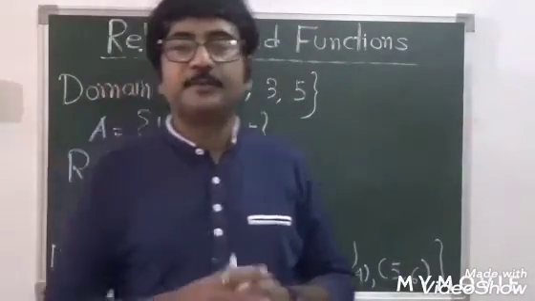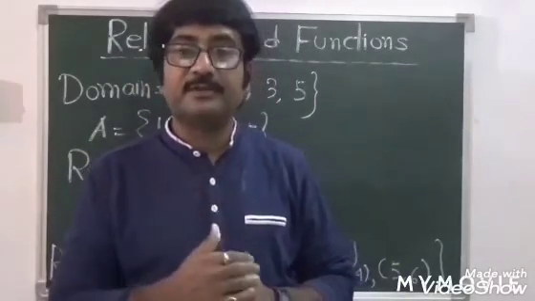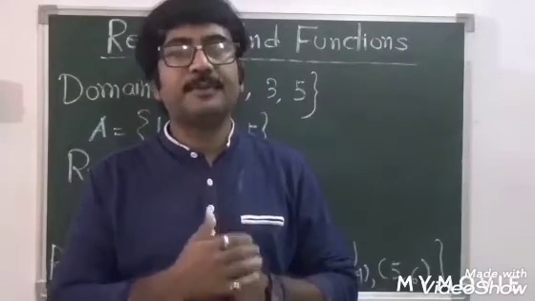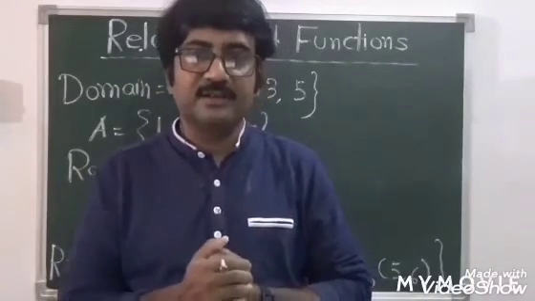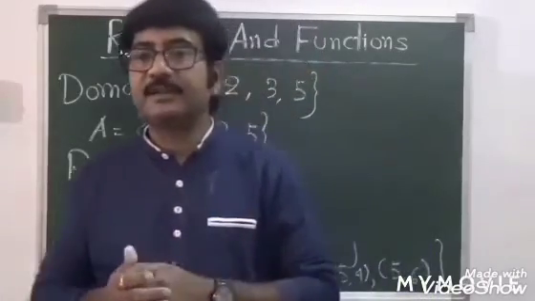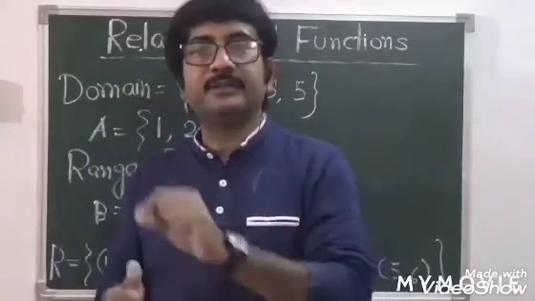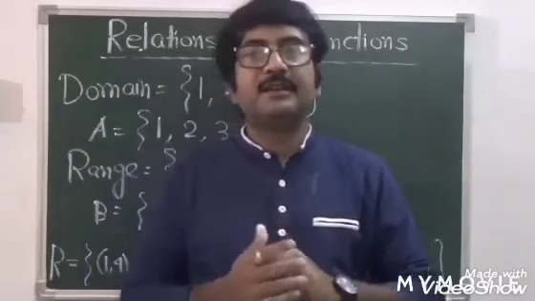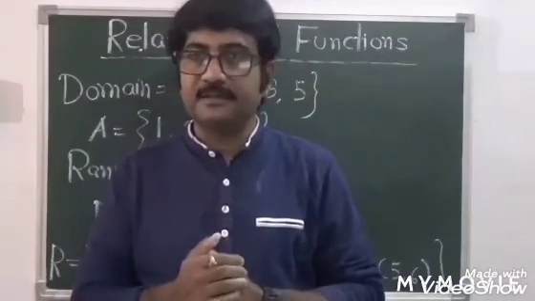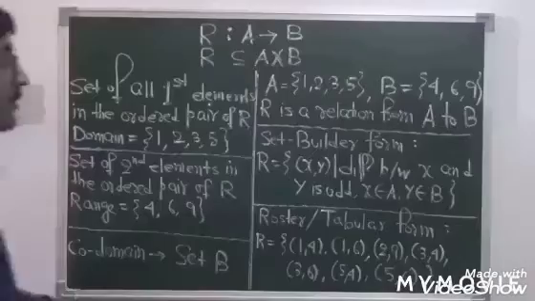However, suppose we have some extra elements in set B which are not connected with any element of set A, then those elements of set B will not be included within the range. And codomain is always the entire second set, that is set B.